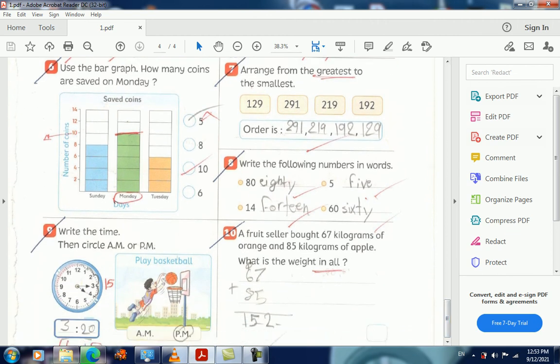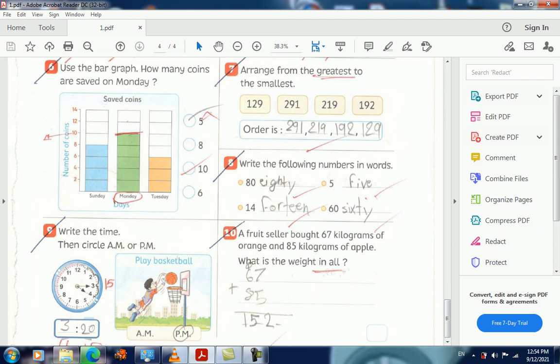Number 6. Use the bar graph. How many coins are saved on Monday? Let's go to the Monday and we count the colored parts. We got 1, 2, 3, 4, 5. So this 5 corresponds to each number on the vertical. There is something written on the left called the number of coins, and it has numbers 2, 4, 6, 8, 10. So the top of the Monday, if I draw a hypothetical line, it will cross the 10. So this means there are 10 coins saved on Monday.